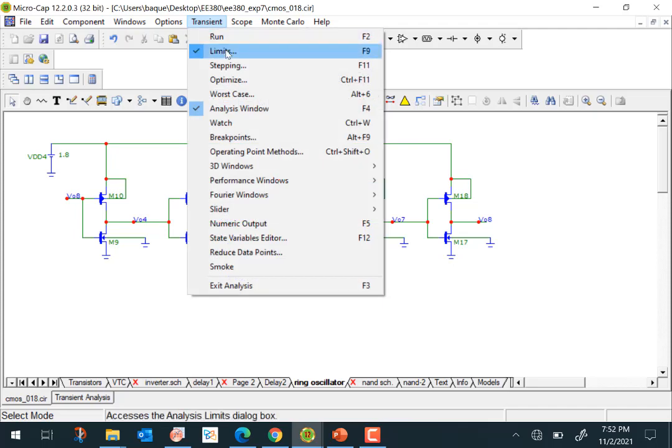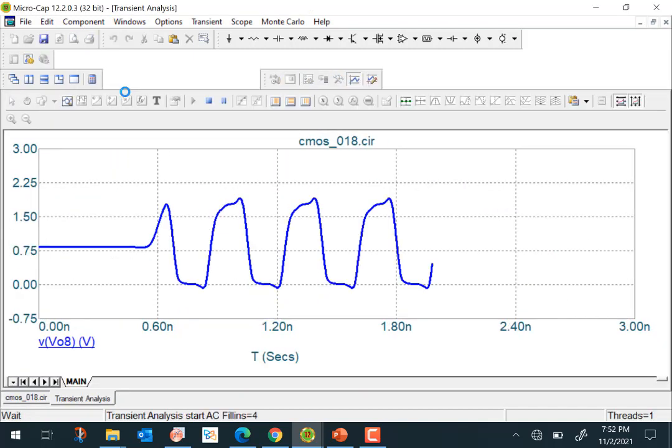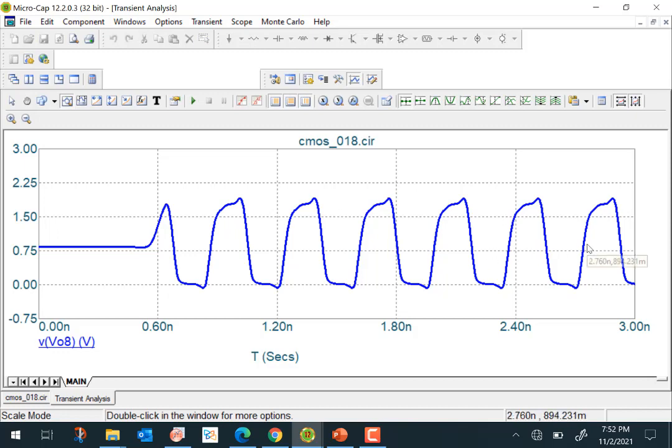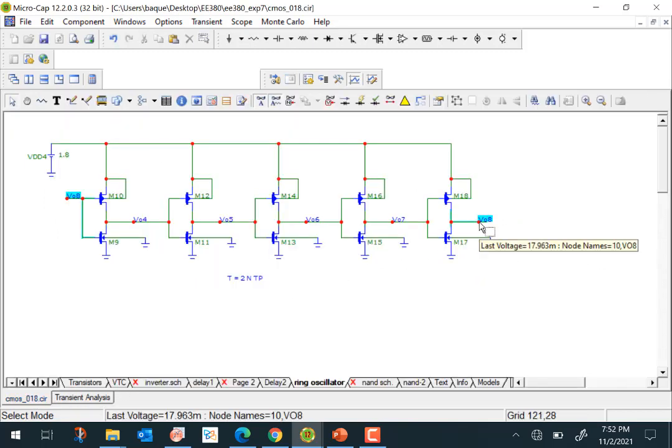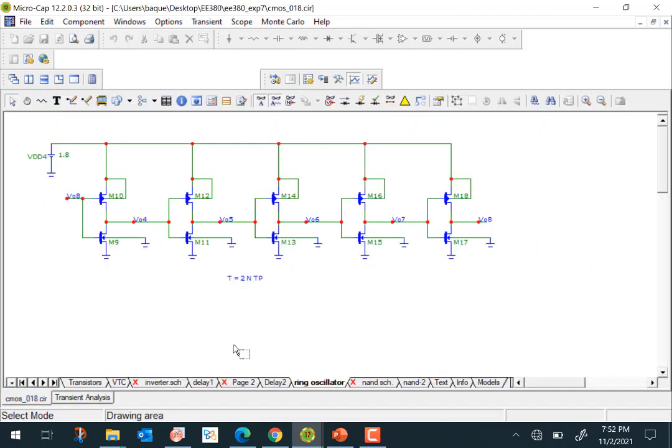So let's do that. Transient limits, let's disable this anymore. So we'll look at V08 output here, and we'll simulate it for a longer period here. Right, so this is the output of V08 here. And we can show that the time period of this waveform, which you can measure from peak to peak, is related to 2, n is the number of stages in the ring oscillator, for us 5, and the average propagation delay.